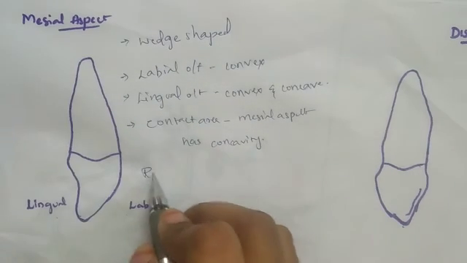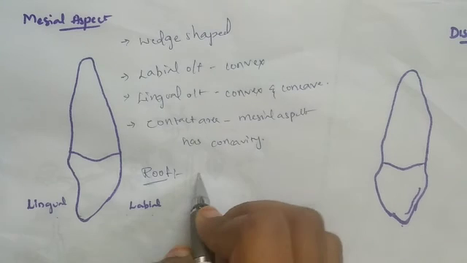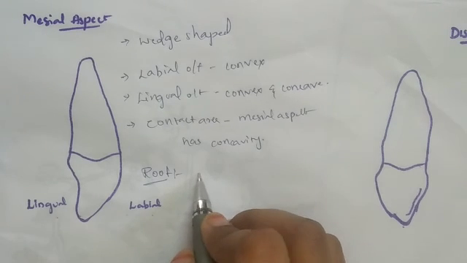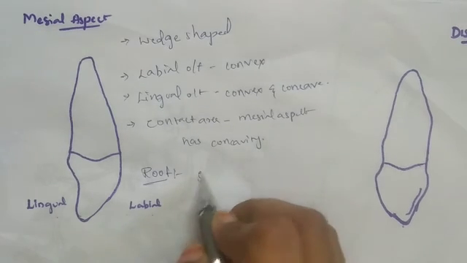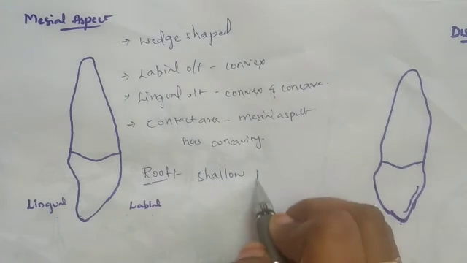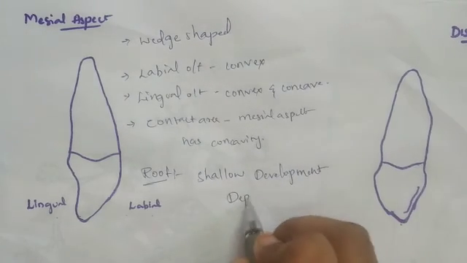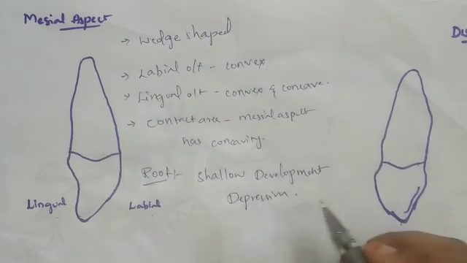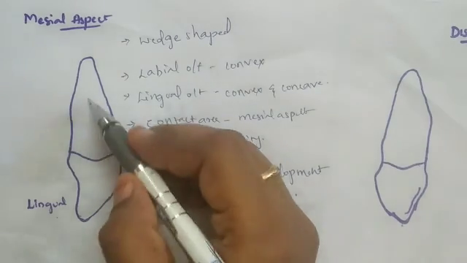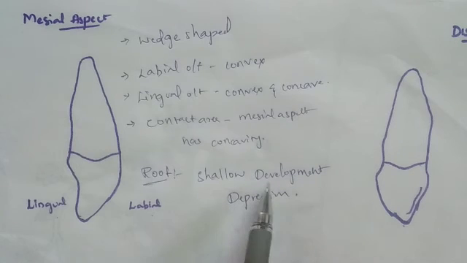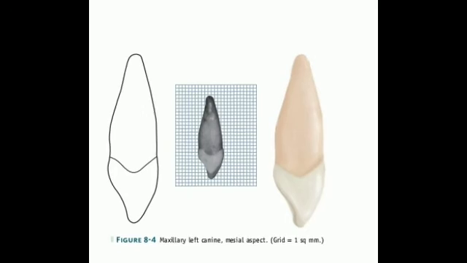And coming to the root, the mesial surface of the root has a shallow developmental depression, which helps in anchoring the tooth in the socket, and it prevents rotation and displacement of the tooth. This is about the mesial aspect.